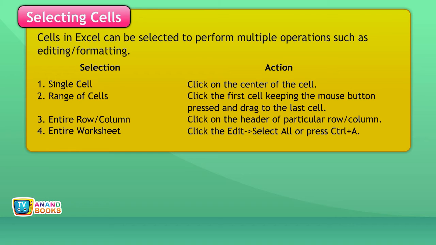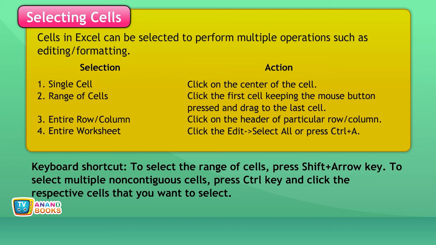Click the first cell keeping the mouse button pressed and drag to the last cell. Click on the header of particular row or column. Click the Edit, select All or press Ctrl+A. Keyboard shortcut. To select the range of cells, press Shift+Arrow key. To select multiple non-contiguous cells, press Ctrl key and click the respective cells that you want to select.